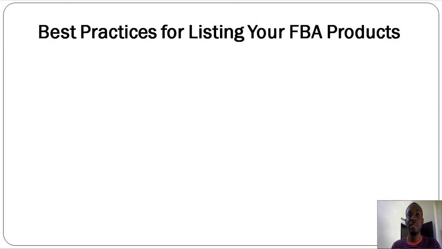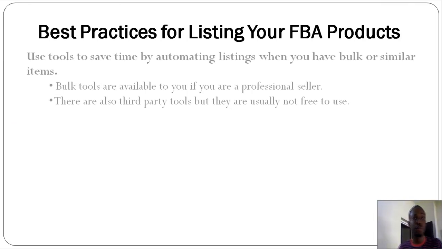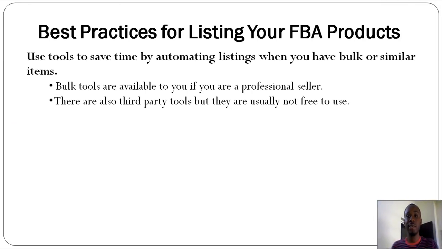So the best practice for listing your FBA product is that you use tools to save time by automating listings when you have bulk or similar items to list. Bulk tools are available to you only if you're a professional seller. Once again, as you can see, Amazon doesn't really offer much to individual sellers. All the tools and resources, all the cool tips and tricks that Amazon offers, are available to professional sellers only.